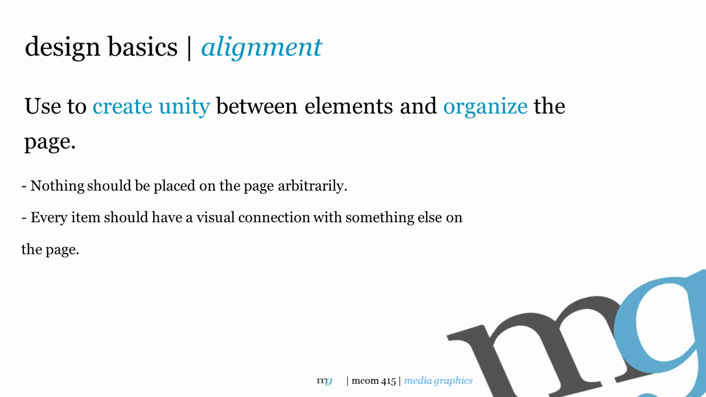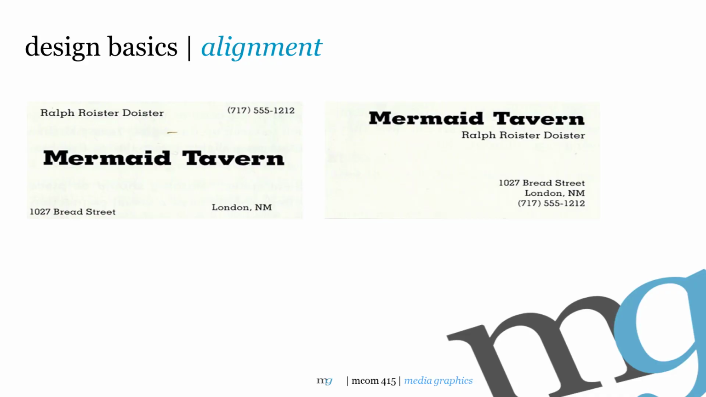Our third principle is alignment, and this also is important for unity. We don't want to just place elements on the page arbitrarily. Everything on the page should be connected with something else on the page. And so you'll see, for example, in this business card, the initial example on the left has elements of the address that are kind of aligned on the bottom line, but then they're also kind of not aligned with the left and right margins. And it's really difficult to figure out what exactly is going with what.